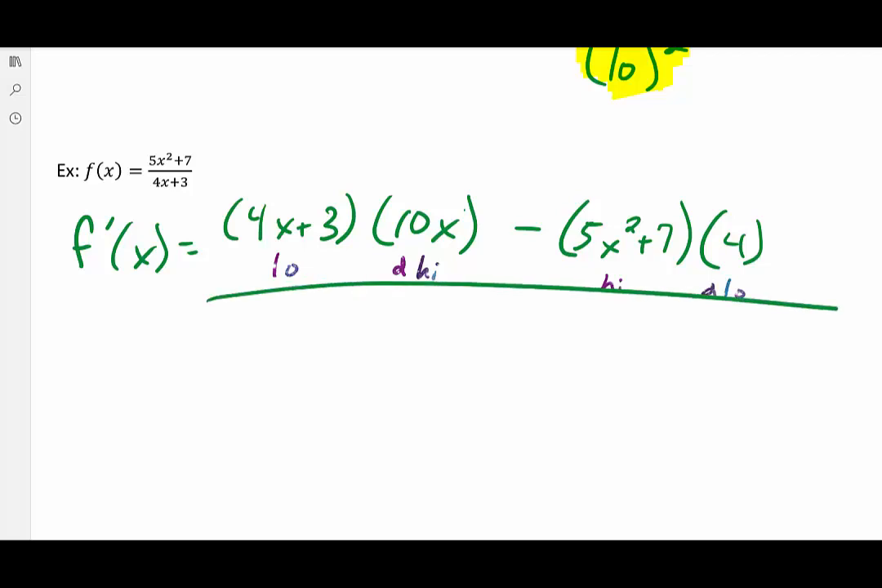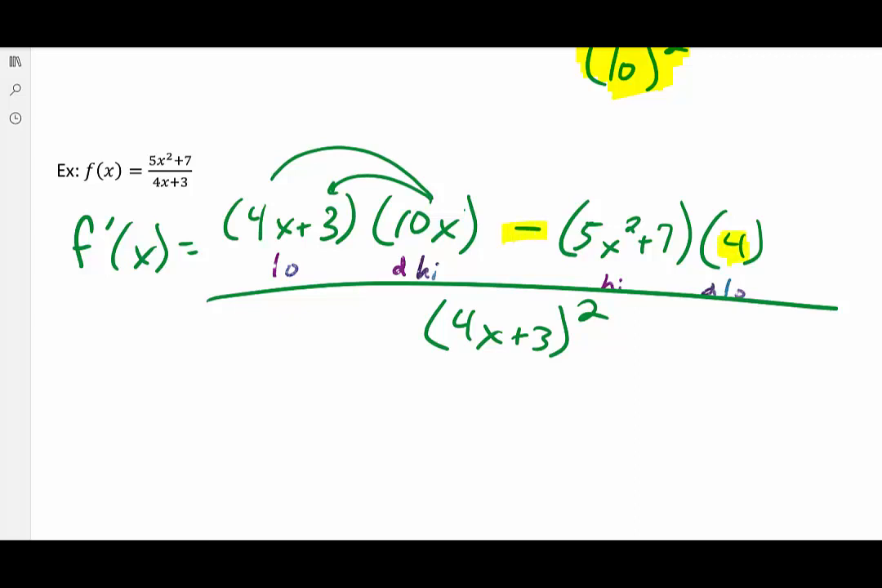Alright, I guess I'll take it one step further here, but the key I want you guys to understand is how to apply the rule. Now what I'm going to do is, I'll clean this up a little bit. I'm going to take my 10x, and I'm going to distribute it to the 4x plus 3. And then, be careful here, I'm going to take a negative 4, and I'm going to distribute that to the second set of parentheses. Okay, I'm taking a negative 4 because of that subtraction sign.